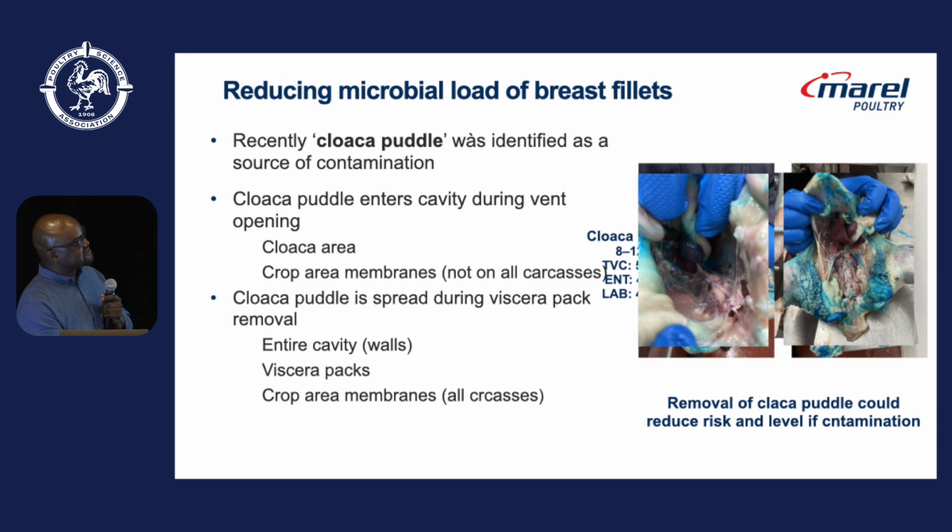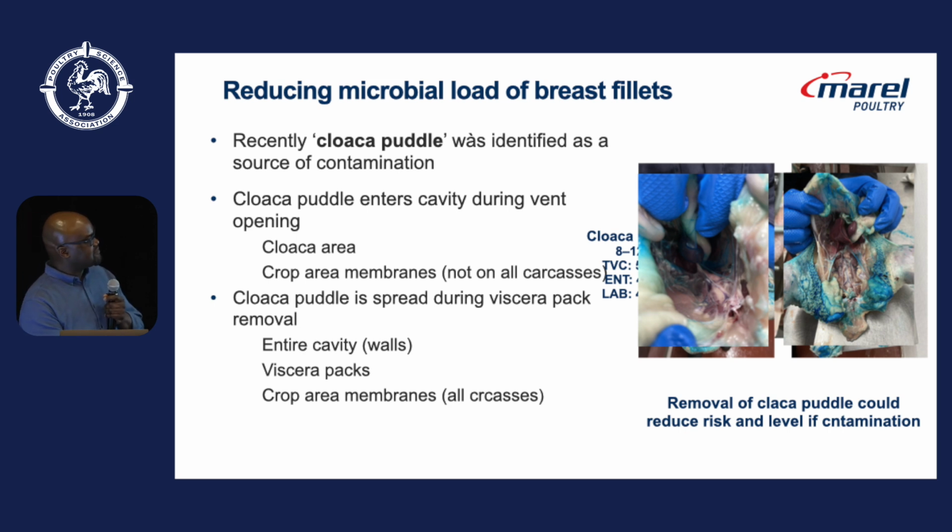It then is able to stain, you can see in that area, the cloaca area mostly, and also part of the crop area membranes lower down in the carcass itself. So already an indication that the crop area tissue could be contaminated at that part.